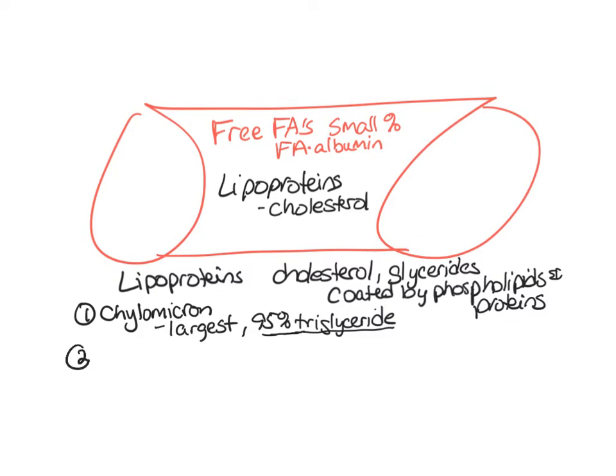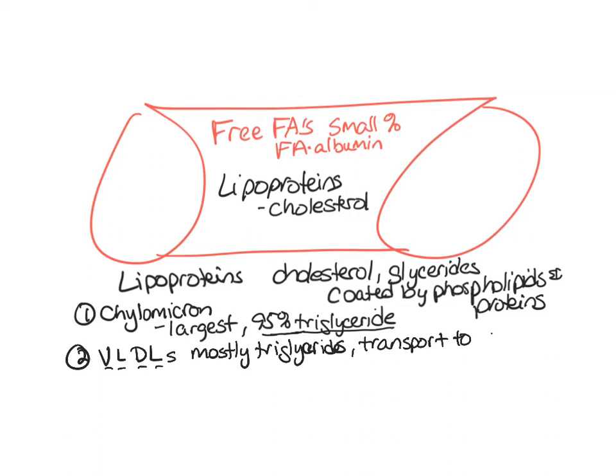The second type of lipoprotein is called a very low density lipoprotein, or VLDLs. VLDLs are, again, mostly triglycerides. They transport the triglycerides to skeletal muscle and adipose cells, where they'll get stored and then they can get used as energy as needed.